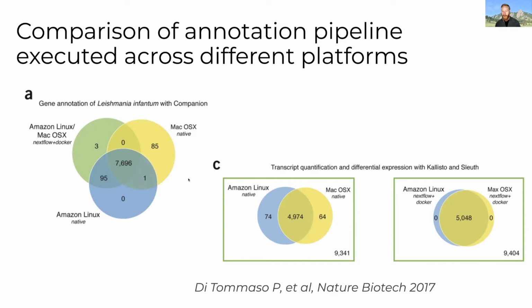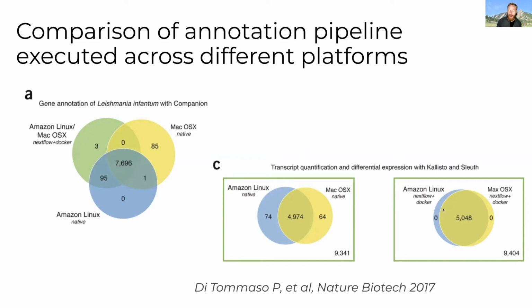So similarly, over here, this is a different pipeline. So this is with transcript quantification, and you can see that really on Amazon Linux, you're getting unique significant genes, and on Mac OS, you're getting unique significant genes. And really, this is what we're aiming at is full reproducibility, where it doesn't matter what computational environment you're running in, that you get the same differentially expressed genes, you get the same answer each time.